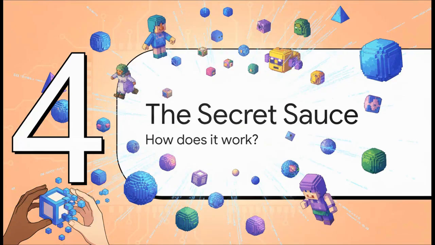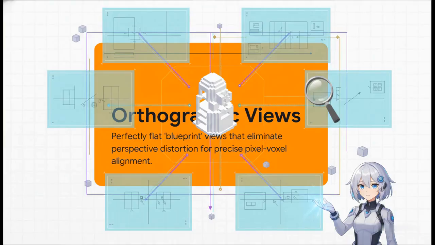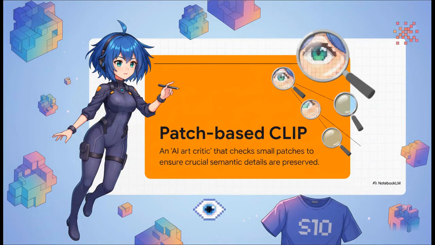Let's pop the hood and get into the secret sauce to see how Voxify3D tackles those three big hurdles we just talked about. Okay, to solve the alignment problem, Voxify3D uses something called orthographic views. Think of it like this. A normal camera has perspective, right? Things get distorted. But an orthographic view is like a perfect, flat blueprint. By using 6 of these blueprints, front, back, top, bottom, and sides, the AI gets a perfectly aligned guide for placing every single voxel. No more distortion. Problem 1 solved.